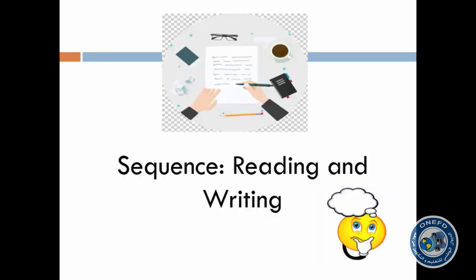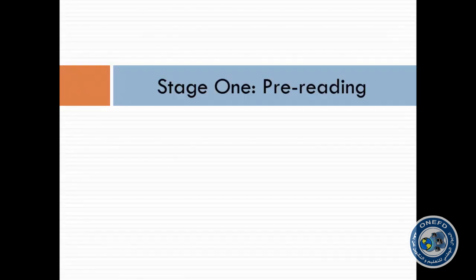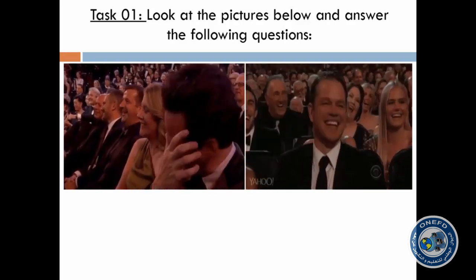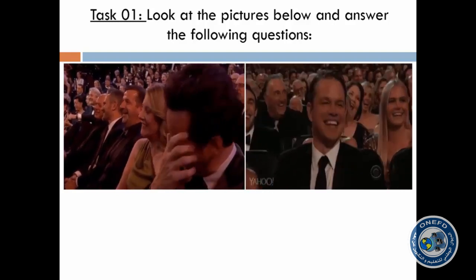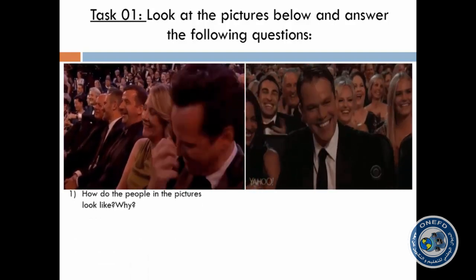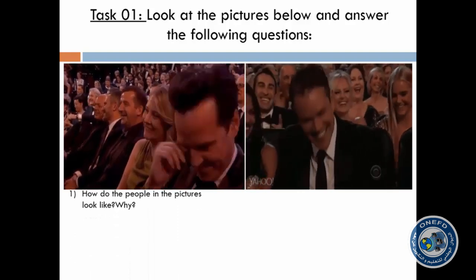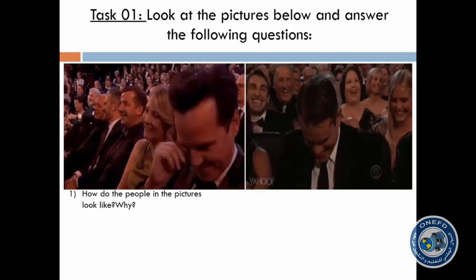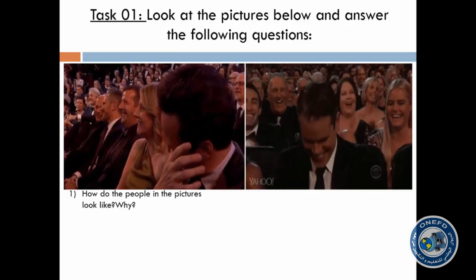So we repeat, our lesson today is reading and writing, or the sequence of reading and writing. As usual, before we start our lesson, we should have a pre-stage, and in this case it is pre-reading. You have before you two pictures. You are required to look at them and answer the following questions. The first question: how do the people in the pictures look? What are they doing? Are they happy? Are they sad? Are they angry? Why?